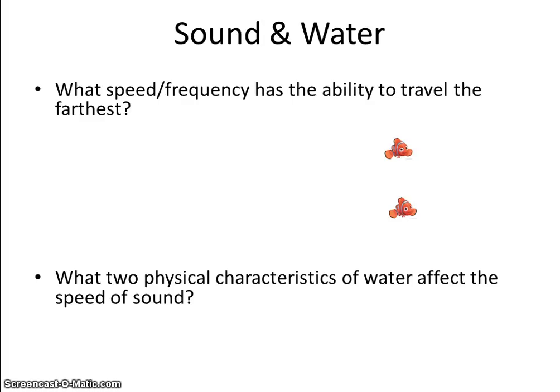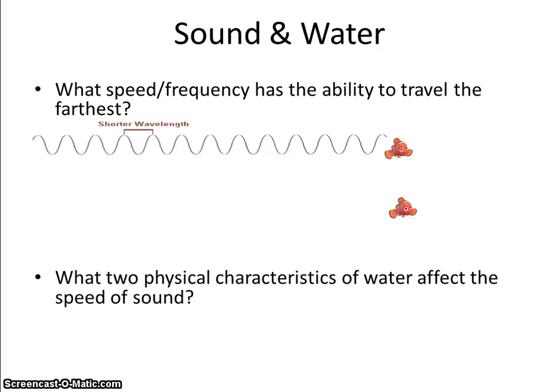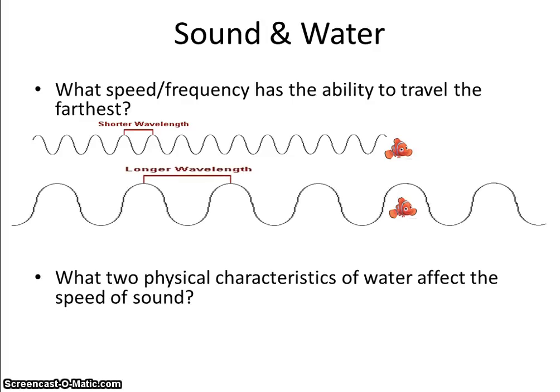And here's why. If I show you a high frequency, fast moving sound wave, it has a shorter wavelength, and as a result, if it encounters something like a fish or a rock or anything, it just gets absorbed by that object or reflected. It doesn't travel past that object. Not nearly as well as low frequency, slow moving sound with its larger wavelengths, that has much more of an ability to move through objects or even around objects.